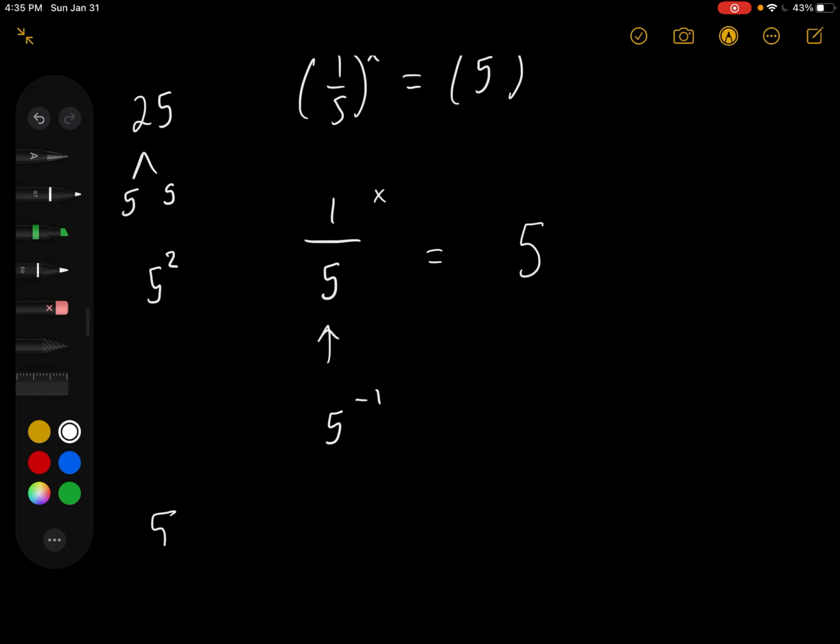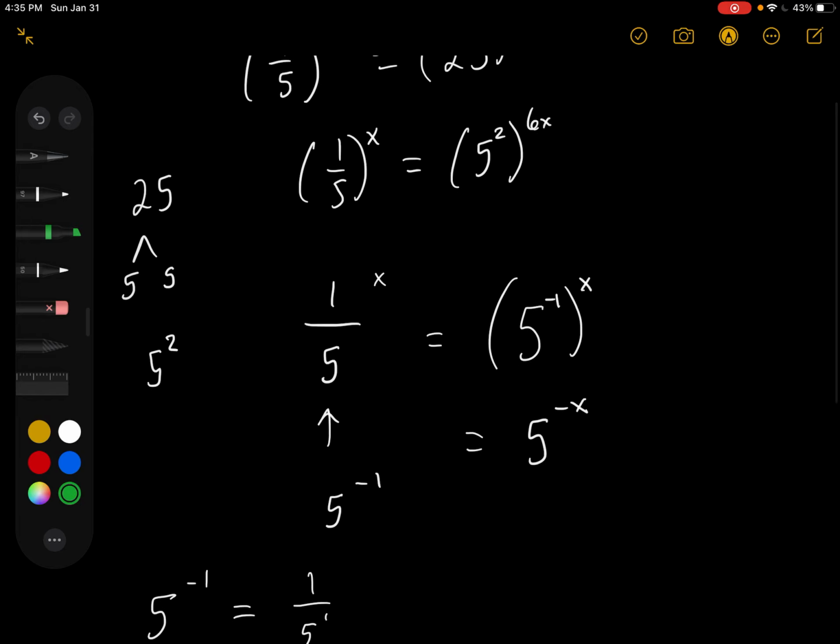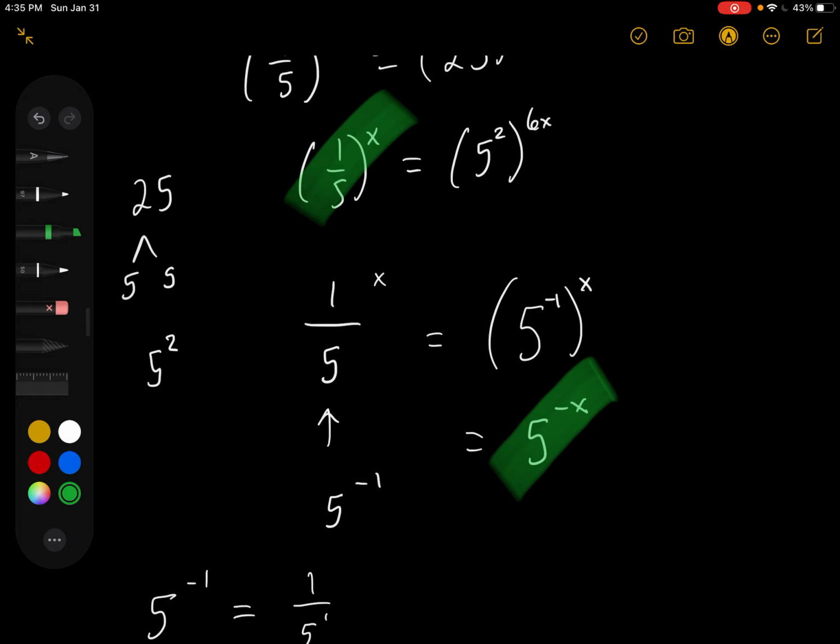And again, remember that these are the same thing. 5 to the negative 1, by definition, equals 1 over 5 to the first power. So that allows us to do this: 5 to the negative 1 times x. So now we can rewrite this as 5 to the negative 1 times x, or 5 to the negative x power. So we used our definition there, and it allowed us to bring our 5 back up to a way that we know what to do with it. So again, we're going to be able to replace that with that.